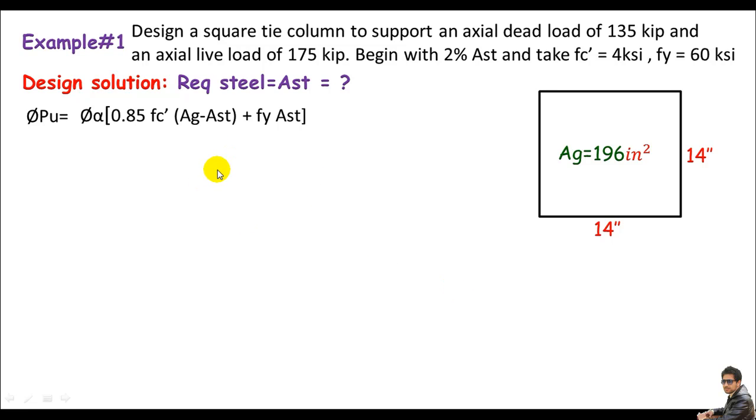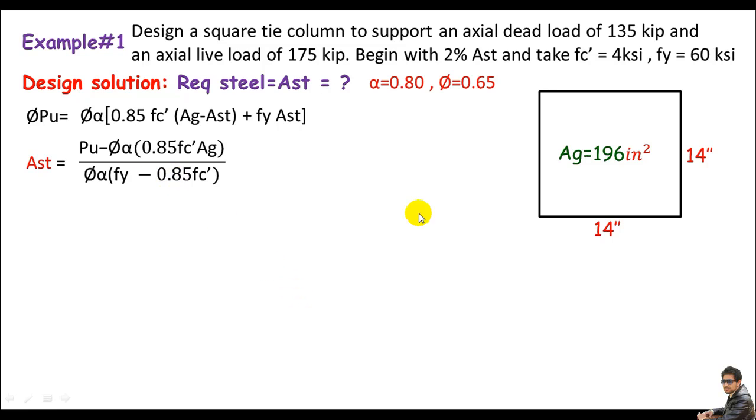Just look over here. From this equation I can calculate AST, and this is our demand now, the required value. When you rearrange this equation for AST, you get PU minus theta alpha 0.85 FC prime AG, divided by this term. Plug and check it in, and again recall that this is the design capacity per square tie column.